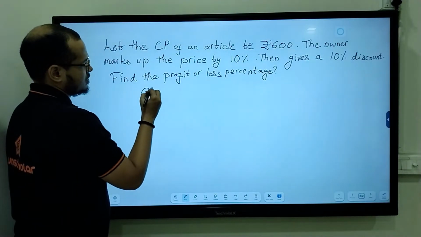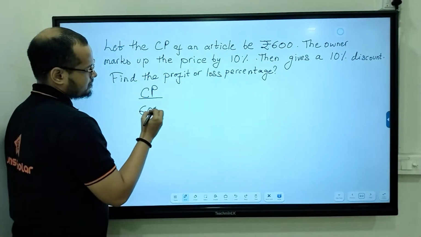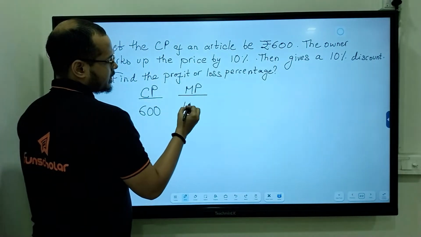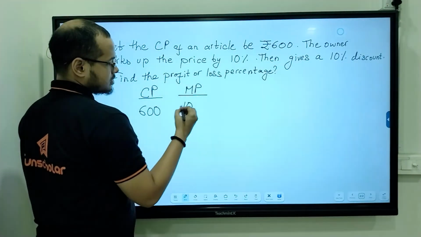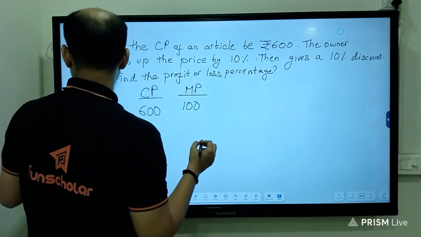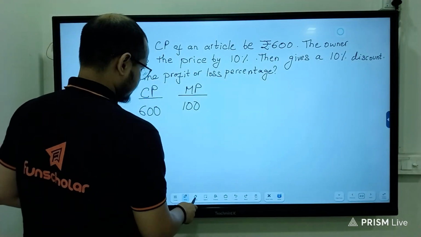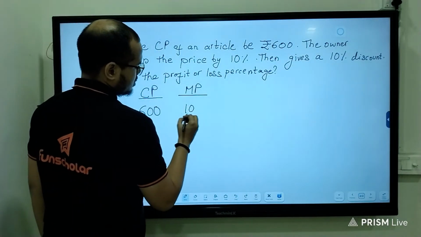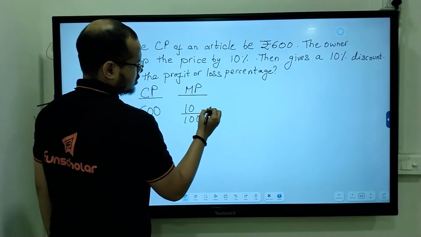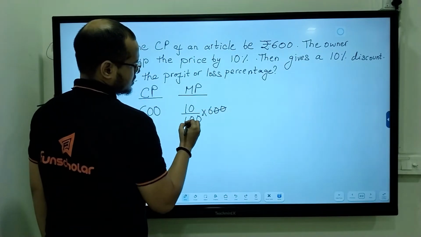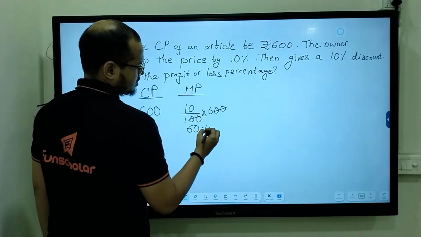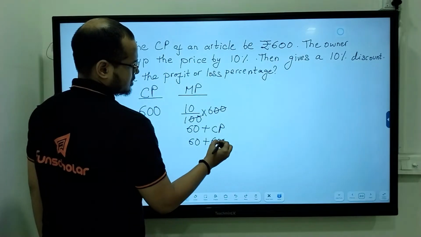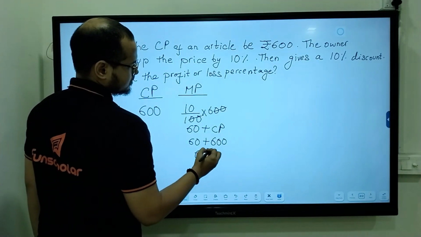Okay, chalo. So cost price is 600. Increase, so mark price is what? Mark price is 10% increase. Let me first show you the basic method only. Let me not do it directly. So 10% of 600, that is 60, plus CP. So 60 plus 600 gives you 660.